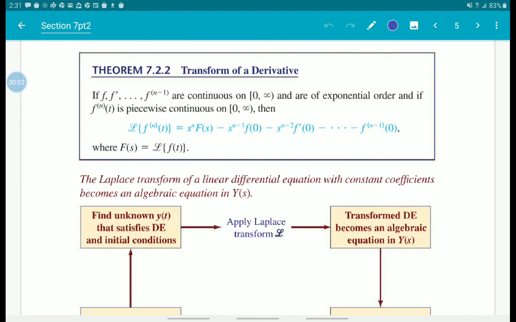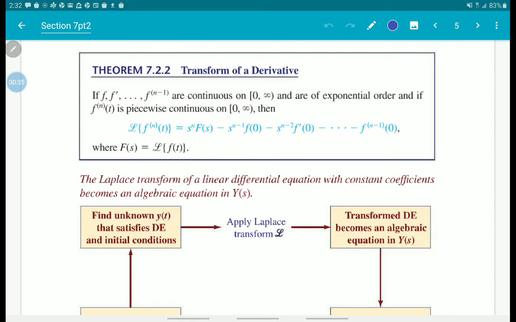So now that we are experts in taking a function f of t and turning it into a Laplace transform, so we're taking it into Laplace world, and we are experts at taking something that lives in the Laplace world and coming out of Laplace world by applying that inverse Laplace transform. Now we can start talking about derivatives and taking the transform of a derivative. So that's what theorem 7.2.2 is going to do for us.